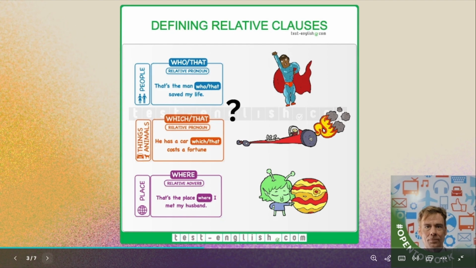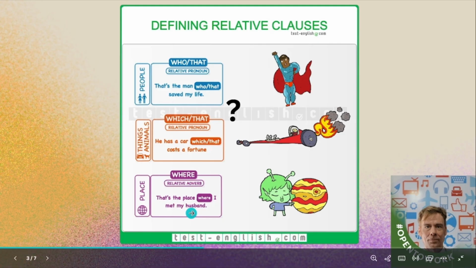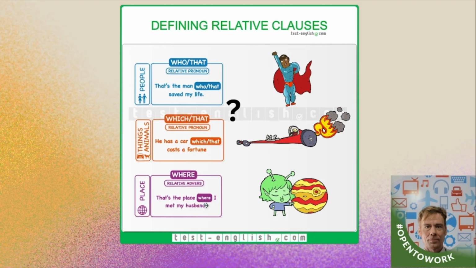So, here we see a little chart for our rules. Who and that for people, which and that for things and animals. We do not use who with animals. And where for places. That if it is not followed by a subject.